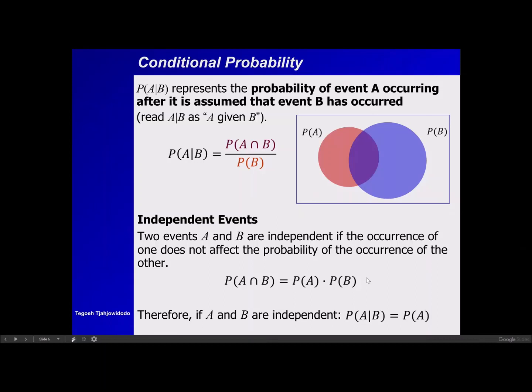Let's go back a bit to discuss this conditional probability. We have already discussed it before. The probability of event A given event B here represents the probability of event A occurring after it is assumed that event B has occurred. Okay, so we have already solved this equation before. The probability of event A given event B will be equal to the probability of events A and B occurring together divided by the probability of event B.